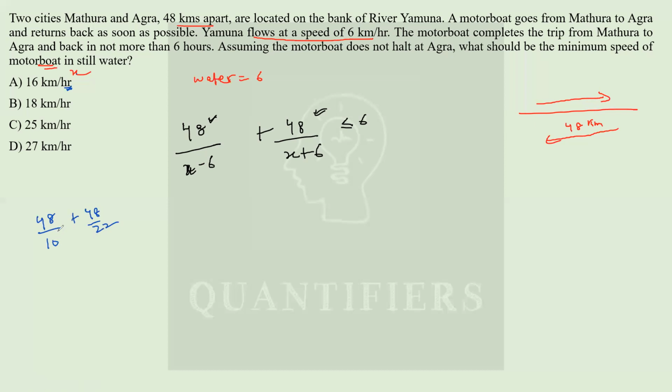I mean, the value of x should be such that it can divide 48. Now 48 is not divisible by 10, 48 is not divisible by 22. I would suggest you leave this option. Go for the next one now.